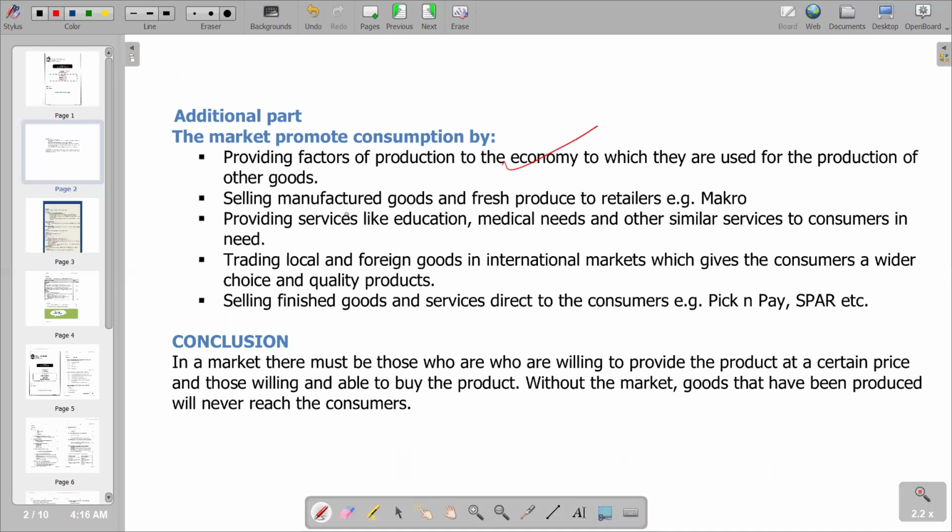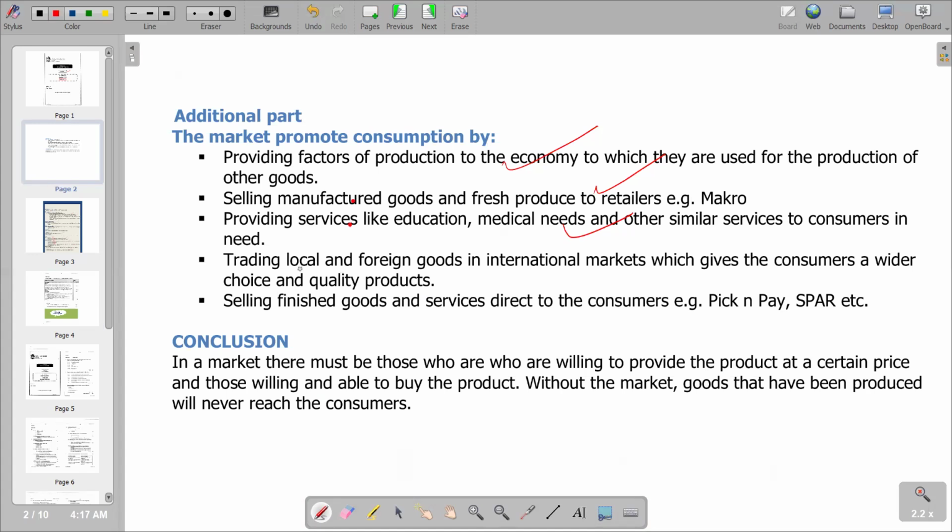They are selling manufactured goods and fresh produce to retailers. So after manufacturing, they are also going to the market. That's where they're going to be sold. So that's the promotion of consumption. They are providing services like education, medical needs, and other similar services to consumers in need. So basically, you see that the explanations have touched all the sectors, whereby we've got the primary sector, secondary sector on the second point, and the tertiary sector on the third point.